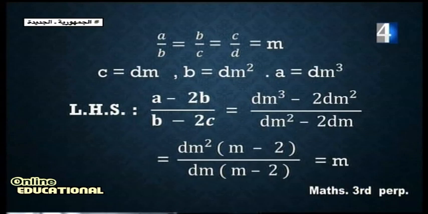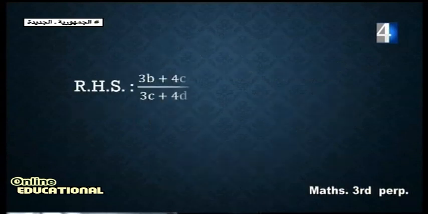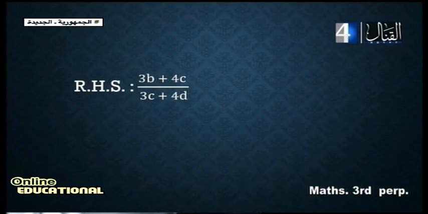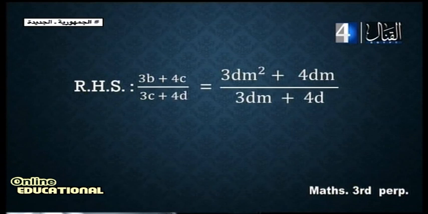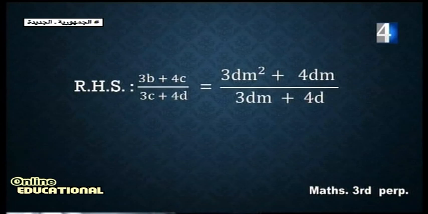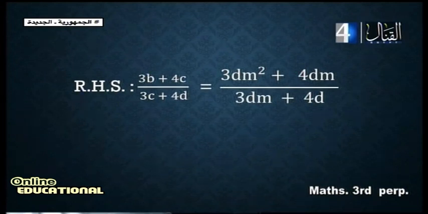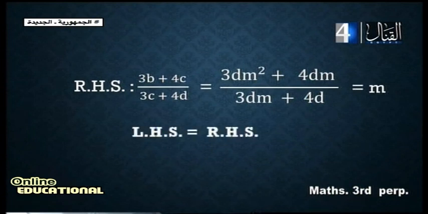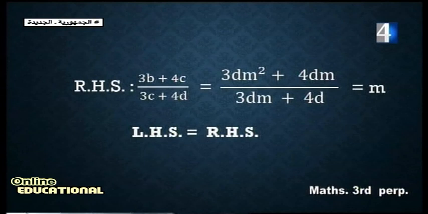What about the right-hand side? Yes, the right-hand side is 3b plus 4c over 3c plus 4d. By substituting, it is 3dm to the power of 2 plus 4dm over 3, instead of c, it is dm plus 4d. That's correct. You are going to take a common factor from the numerator, which is dm, which is equal to m. In this case, we can say that the left-hand side equals the right-hand side.